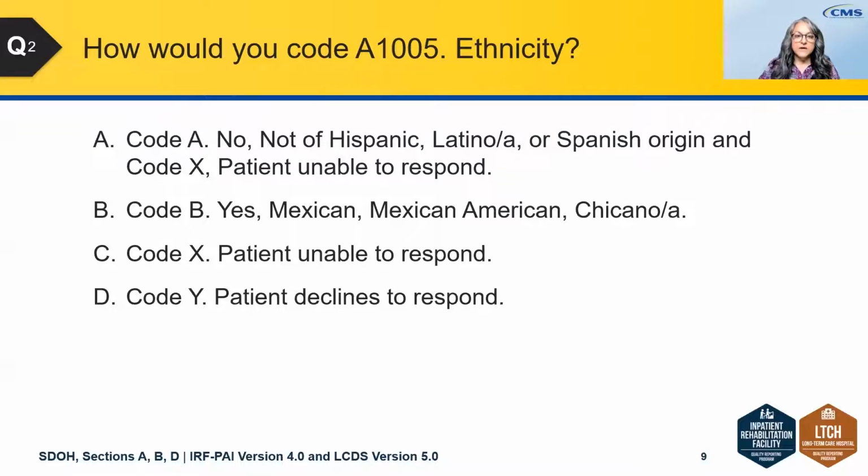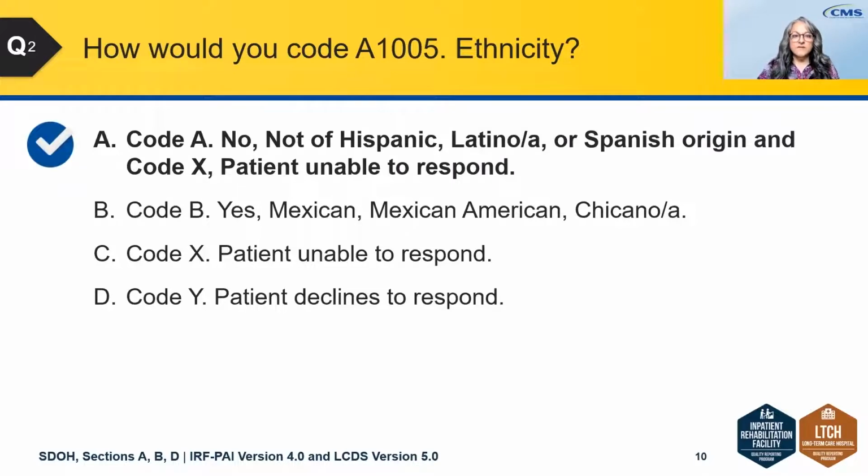Would you choose A, code A, no, not of Hispanic, Latino, Latina, or Spanish origin, and code X, patient unable to respond? B, code B, yes, Mexican, Mexican-American, Chicano, Chicana? C, code X, patient unable to respond? Or D, code Y, patient declines to respond? And again, I'll give you a little bit of time here. Great. Okay, thank you. Let's move on to the answer.